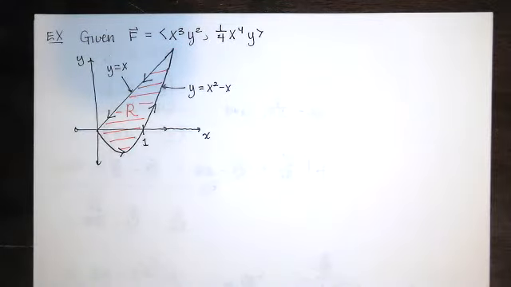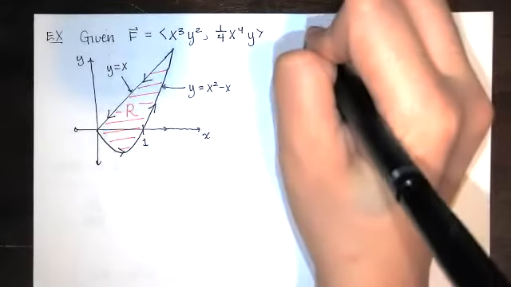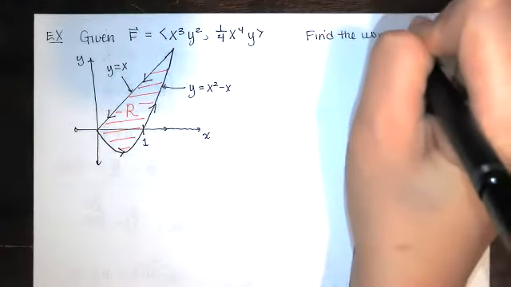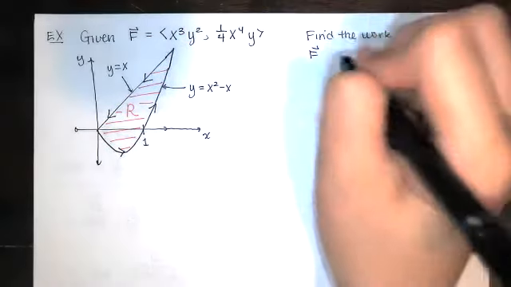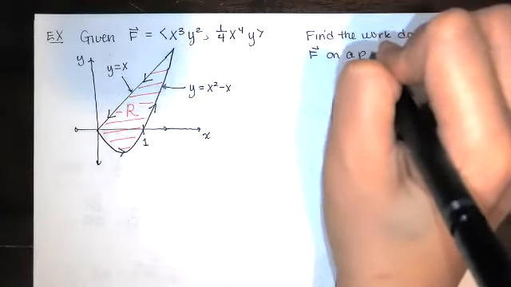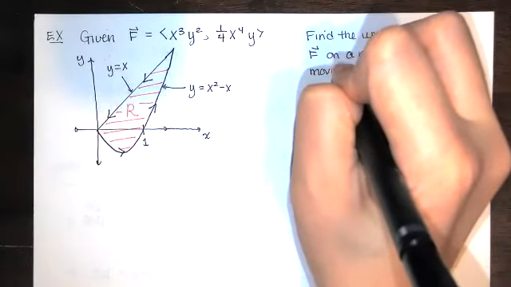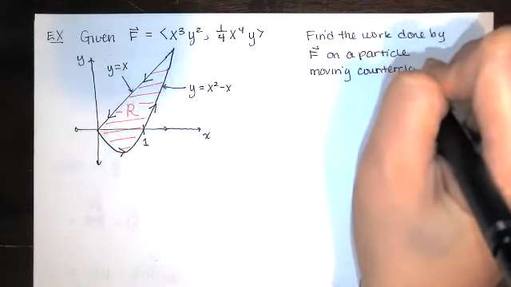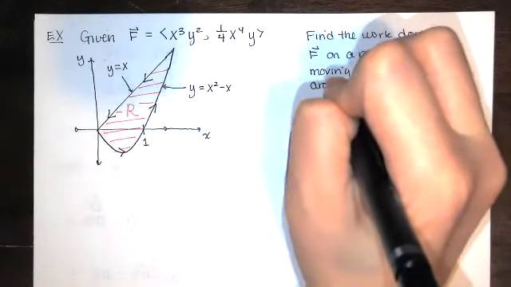Someone may ask you to, let's say this is our force, find the work done by F on a particle moving counterclockwise around the path C.